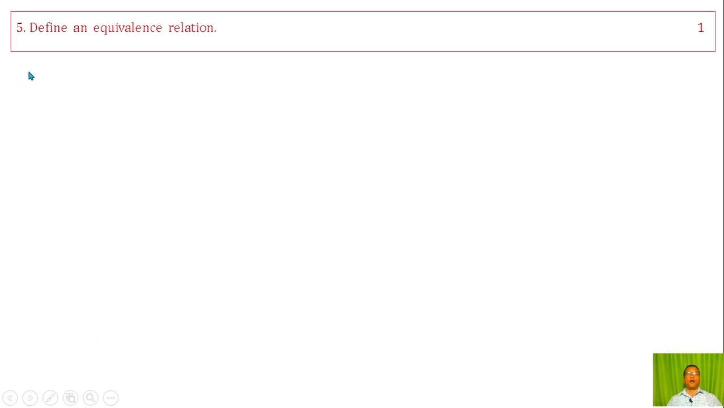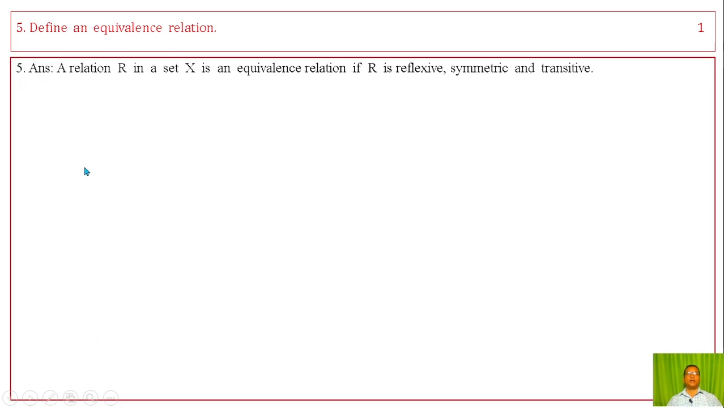Question number 5. Define an equivalence relation. A relation R in a set X is an equivalence relation if R is reflexive, symmetric, and transitive.